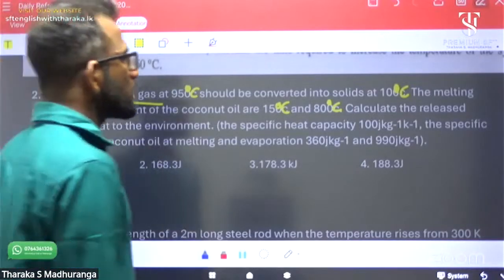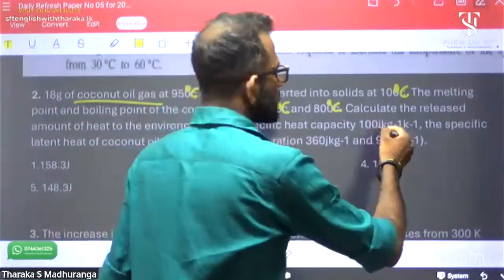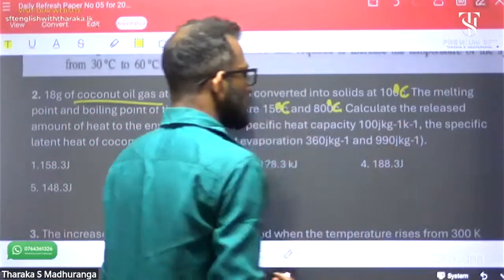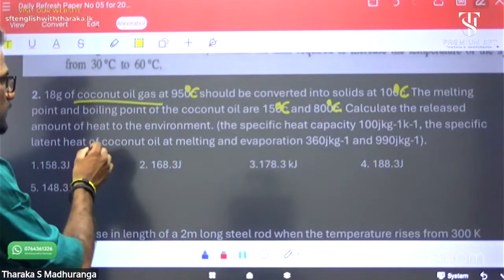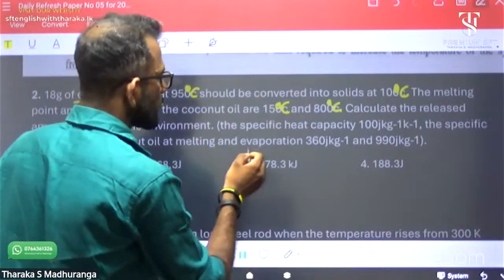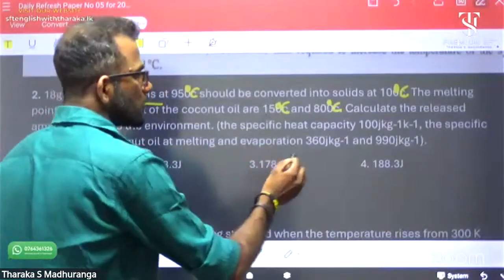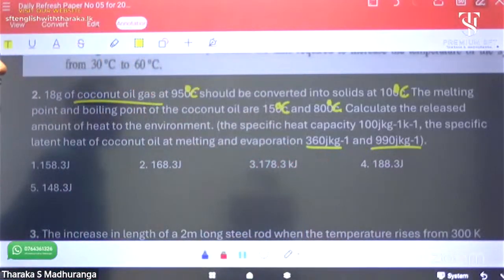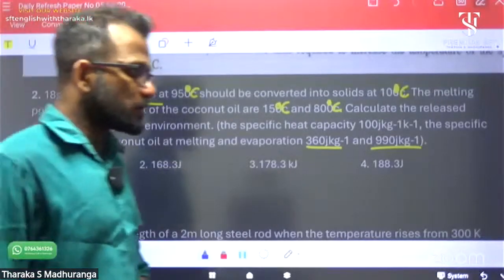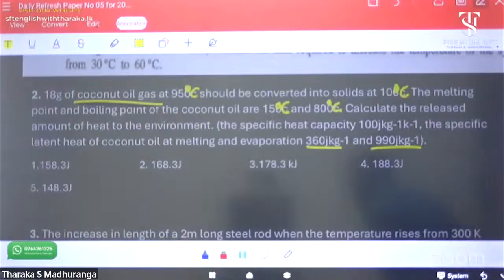The specific heat is 100 J kg^-1 K^-1. The latent heat of coconut oil at melting point and evaporation is given in J kg^-1 and J kg^-1 respectively. Okay, now you can calculate. I think now the answer will come. 18 gram of coconut oil gas. Initially it is a gas.